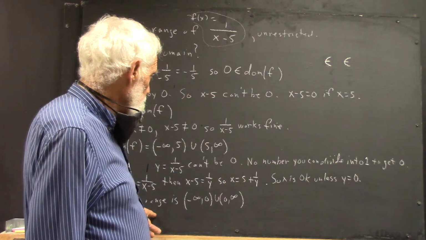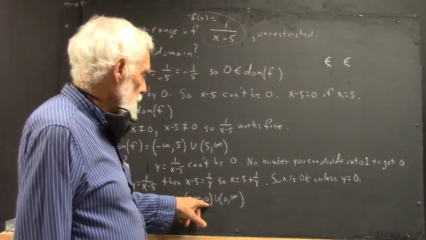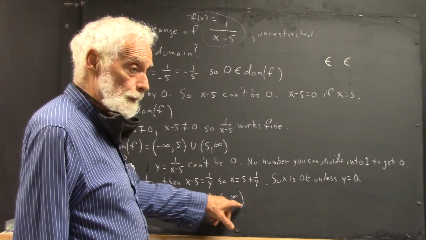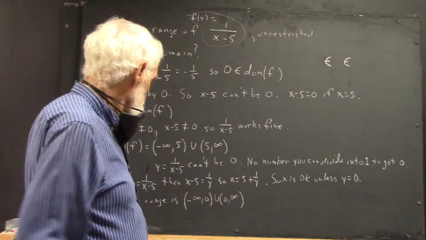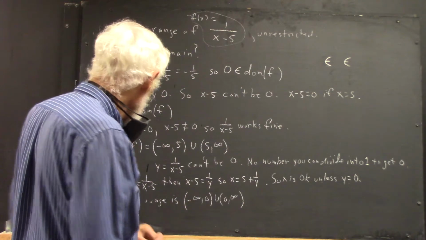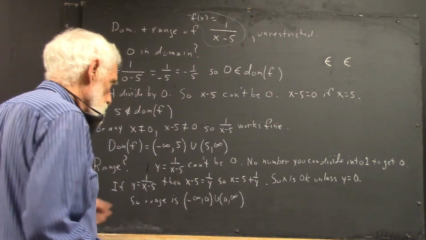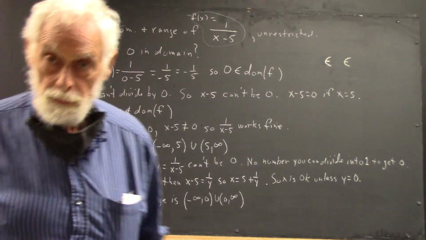So the range is negative infinity, 0, union, 0, infinity. All the real numbers except 0. We can't get 0. That's a little bit of a tough point here to think about. And you'll see, again, more explanation from My Open Math.